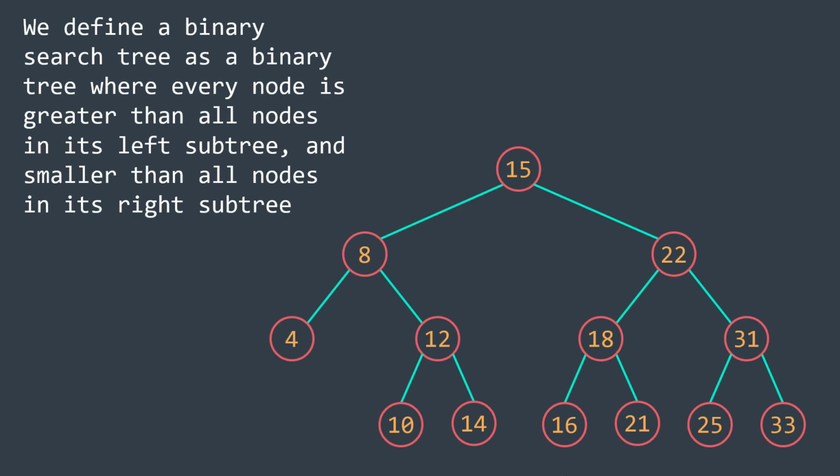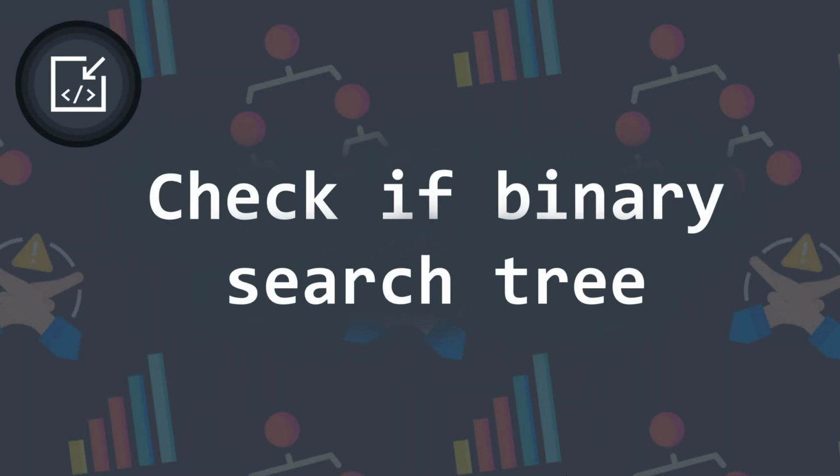We define a binary search tree as a binary tree where every node is greater than all nodes in the left subtree and smaller than all nodes in the right subtree. And given a binary tree, we want to check if it's a binary search tree.